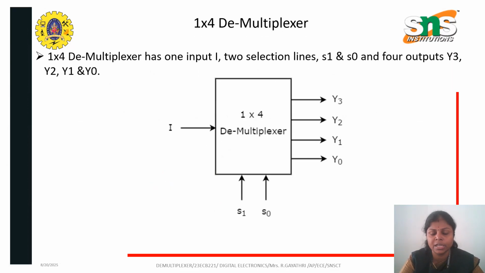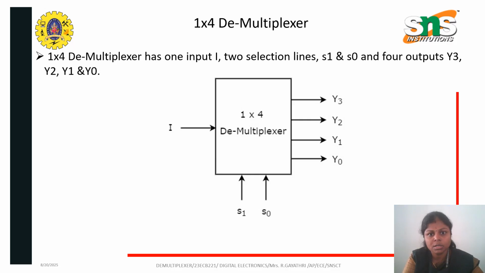Coming to the types of demultiplexer, we have 1 cross 4, 1 cross 8 and 1 cross 16 demultiplexers. 1 cross 2 is also available, and depending upon the selection line the output will be there. The 1 cross 4 demultiplexer is designed using two 1 cross 2 demultiplexers, the 1 cross 8 is designed using two 1 cross 4 demultiplexers, and the 1 cross 16 is developed using two 1 cross 8 demultiplexers. As the size increases, the previous type is used to design the particular demultiplexer.